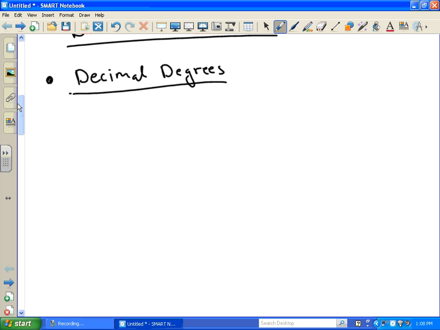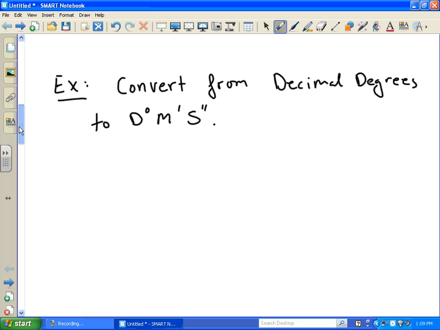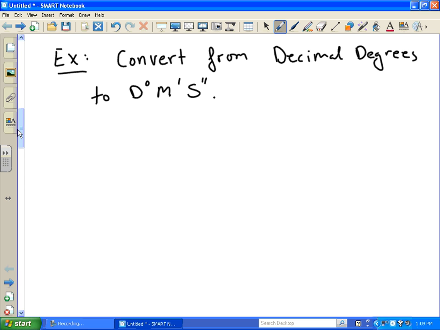I want to look at some examples where we convert from one notation to the other. Let's say that we would like to convert from, let's first do decimal degrees to degrees, minutes, and seconds. That's the one that makes most sense from what I have written up above. So convert from decimal degrees to degrees, minutes, and seconds. You will be using your calculator for part of this.